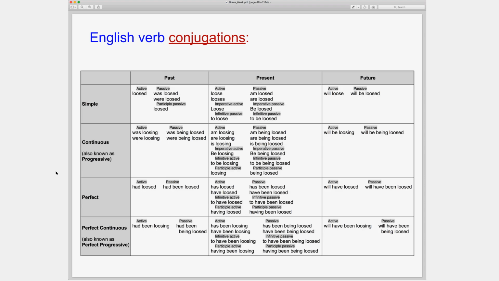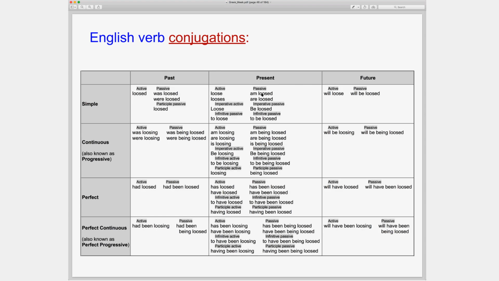So, for example, let's start with past, the verb loose. I loosed, but continuous would be past tense and continuous aspect. I was loosing. Or I had loosed. So it's in the past, but completed in the past. Or perfect continuous. I had been loosing.